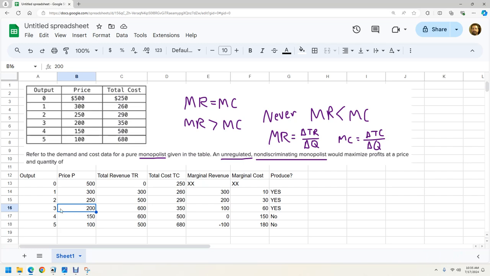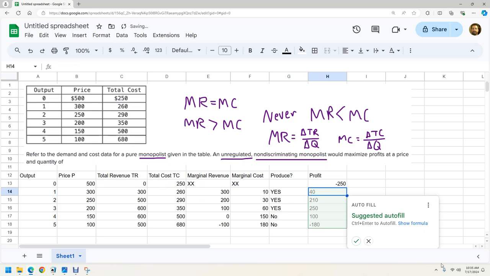So the right answer to this one is that I'm going to produce 3 units and I'm going to charge a price of 200. Now, you can actually test this if you wanted to. You don't really need to because you're doing economics, but if you wanted to do it the accounting way, we could do profit. Okay, so we're maximizing our profit. So profit is total revenue minus total cost.